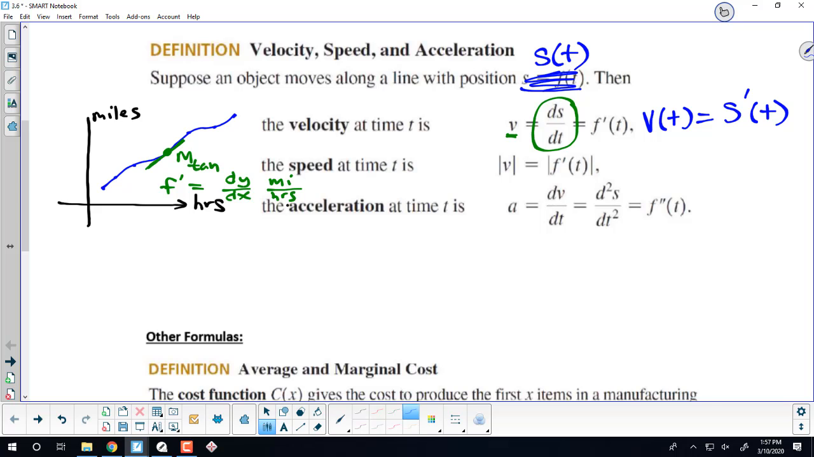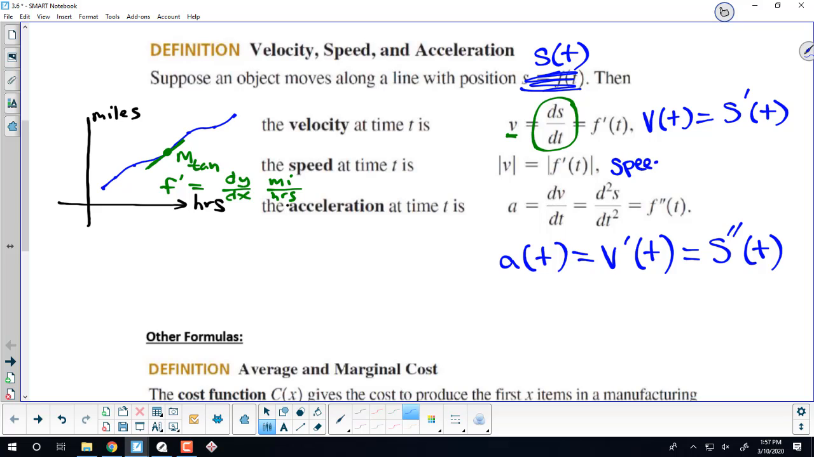Notice then the acceleration is the derivative of the velocity function, or the second derivative of the position. So acceleration is the derivative of velocity, which is the second derivative of the position. And speed here is just the absolute value of the velocity function, whatever velocity is.